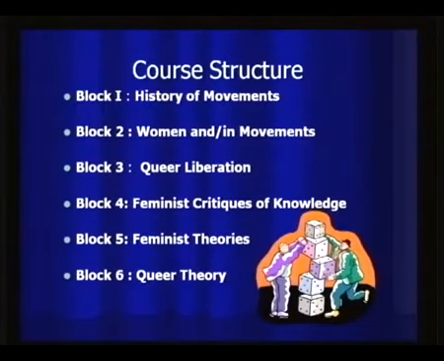Now let us look at the course structure. In this course, we have 6 blocks. Block 1 will talk about history of movements. Block 2 will talk about women in movements. Essentially, these 2 blocks will give you an idea of the history of women's movements internationally as well as in India. After this, in block 3, we will talk about queer liberation, alternate sexualities, and the movement of people of alternate sexuality for equal status in society.